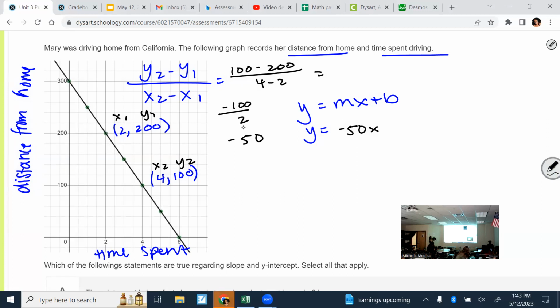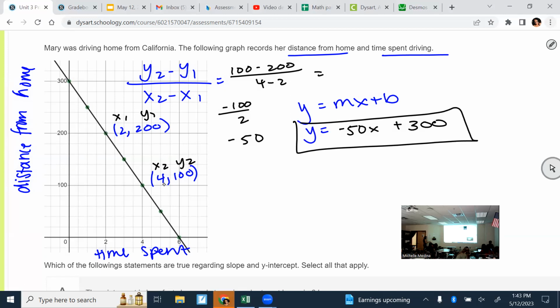All right, the B is your y-intercept. So if you can clearly see it on your graph, great. Can we see it? What is it? All right, so then plus 300. So this is my equation. Now let's answer the problem.